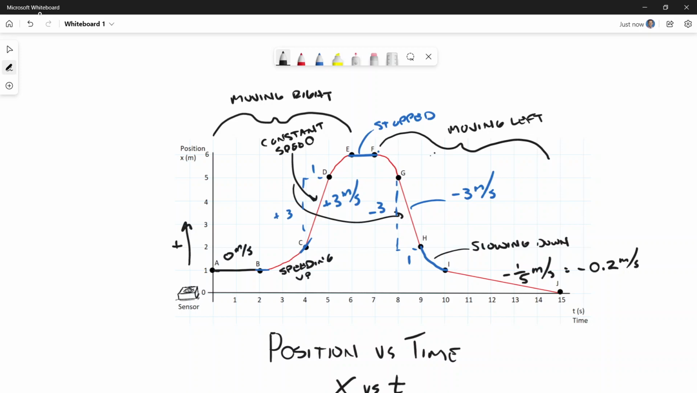So hopefully this gives you a pretty good example of how we would analyze a position time graph for an object that is moving in multiple directions at multiple speeds, speeding up, slowing down, holding constant velocity, all of which we can determine by analyzing the slopes of the graph along the line over time.